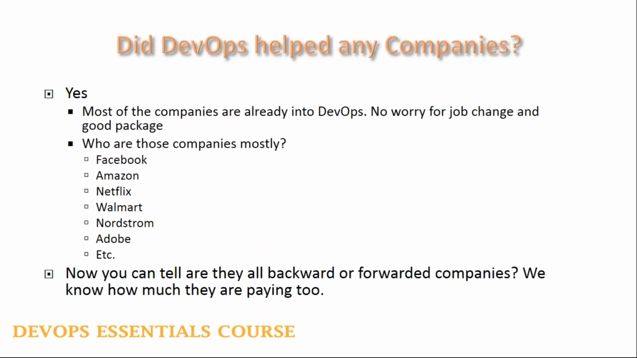So did DevOps help any companies? Really, you can see Facebook, Amazon, Google, whoever are big companies available in the market, all are into DevOps only. They are not now, from the beginning. Since 7, 8 years, they are into the DevOps process. So they are so much ahead of a normal company. So why? Because their product never goes down.